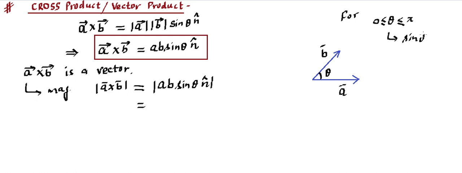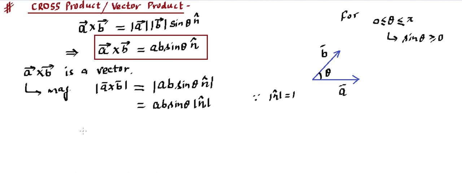So you might know from trigonometry that this number is positive, greater than or equal to 0. Since these are all positive numbers, they can be taken outside. So it becomes a b sine theta. Since they are positive, there is no need to place the modulus. And this is going to be mod of n cap. We know n cap is a unit vector, and the magnitude of any unit vector is 1, so we can place it as unity.